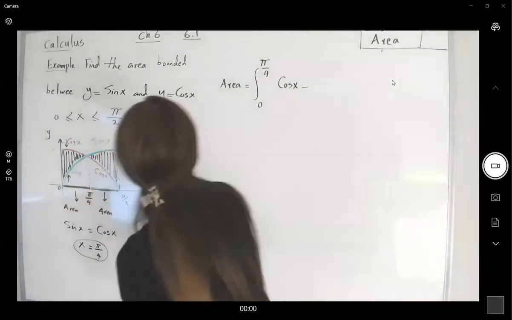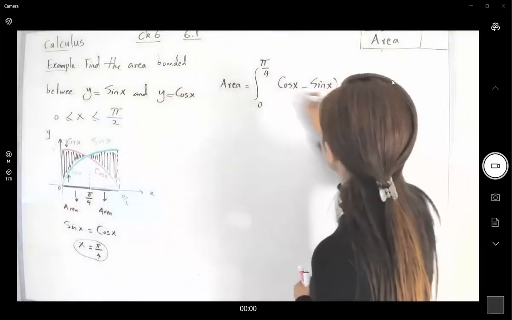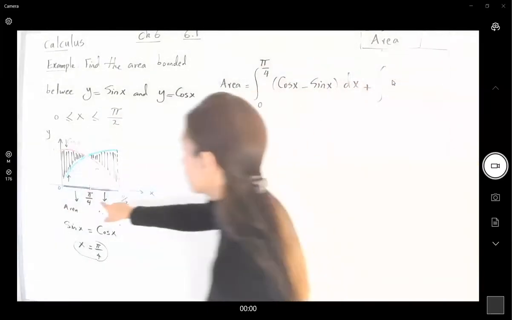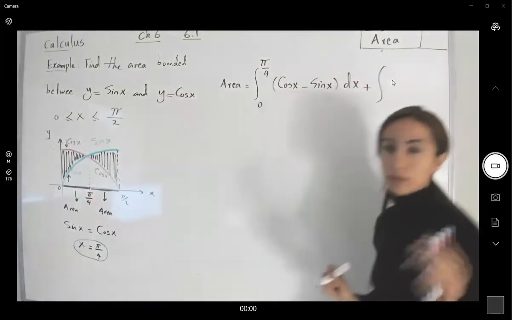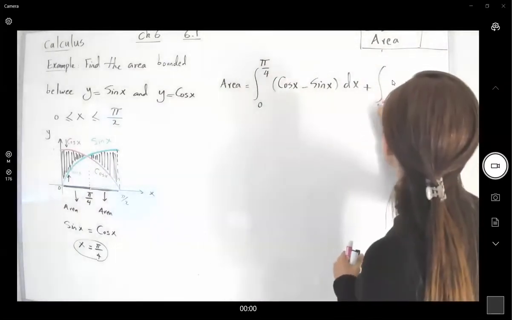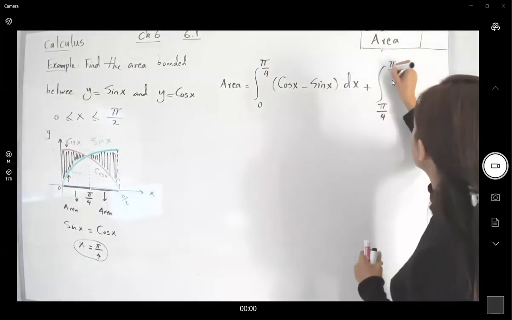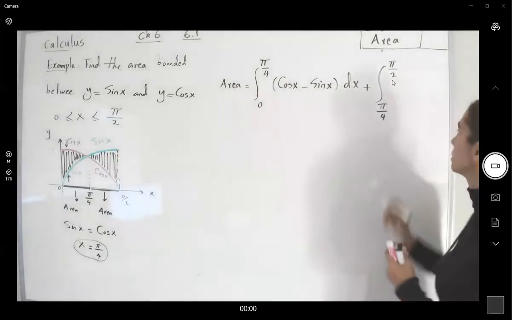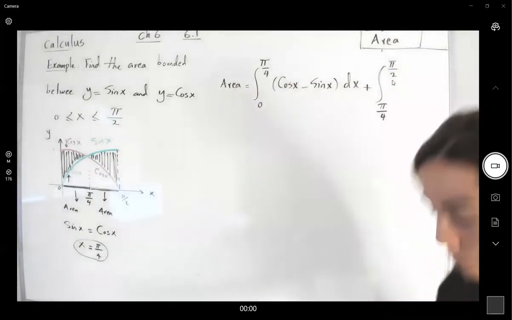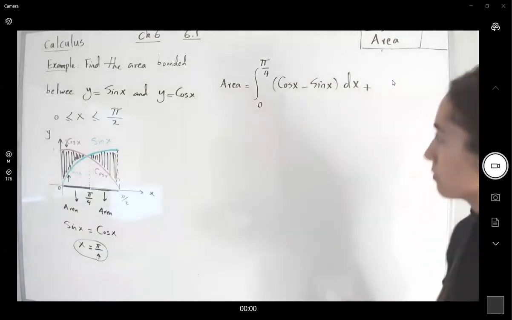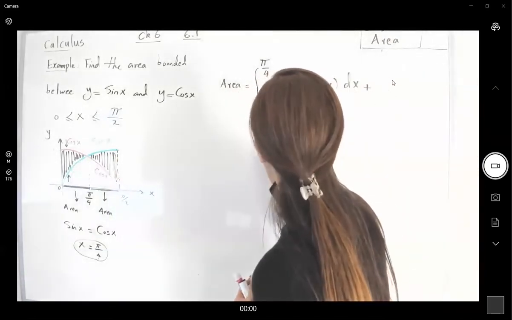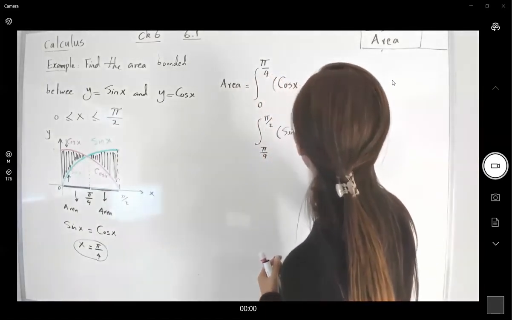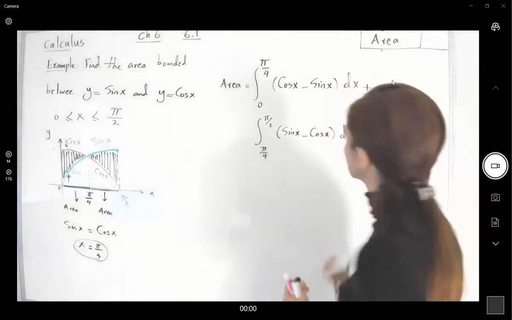And down here you have sine with respect to variable x, plus the integral. Now you're taking the integral while x ranges between pi over 4 to pi over 2. But now the top function is sine, and down here you have cosine. So it's going to be sine minus cosine. Pi over 4 to pi over 2, sine x minus cosine x dx.